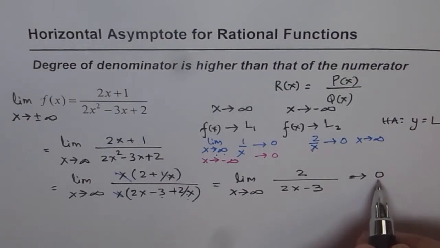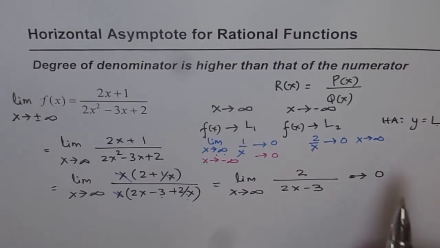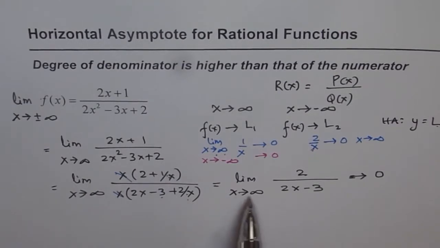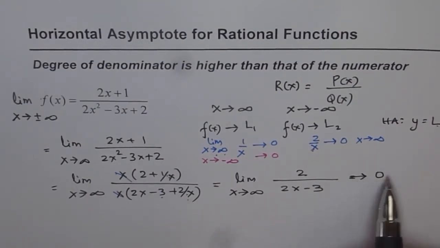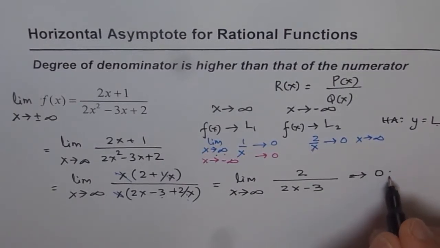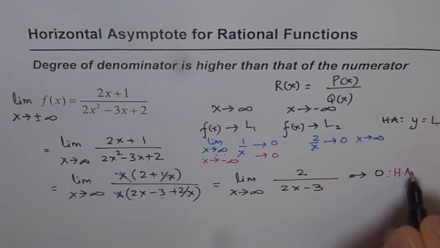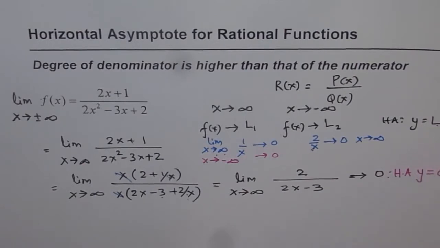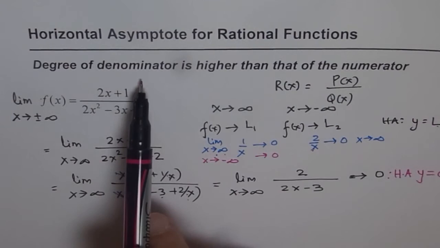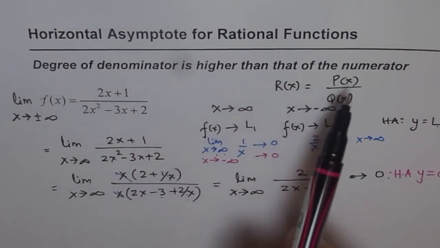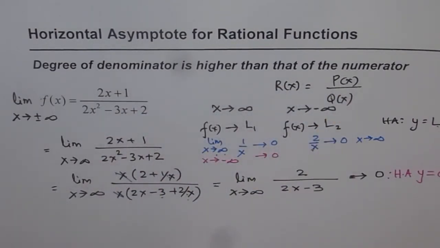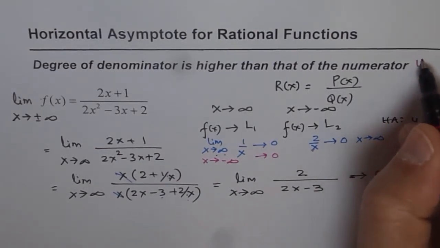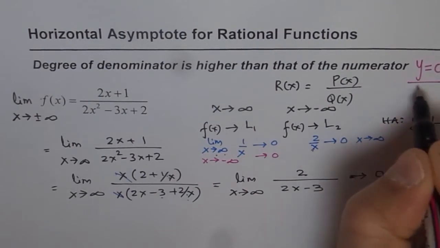0 is a defined number, L. Do you see that? So as x approaches infinity, we see that the function approaches 0. And therefore, we do have a horizontal asymptote here, and the horizontal asymptote is y equals 0. So for all these cases where the degree of the denominator is higher than that of the numerator, we have the same horizontal asymptote, y equals 0 in all the cases, correct?